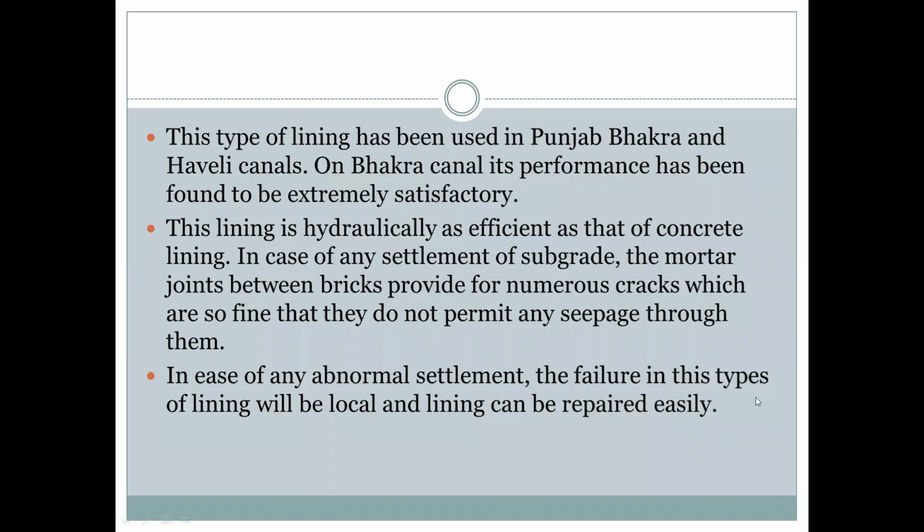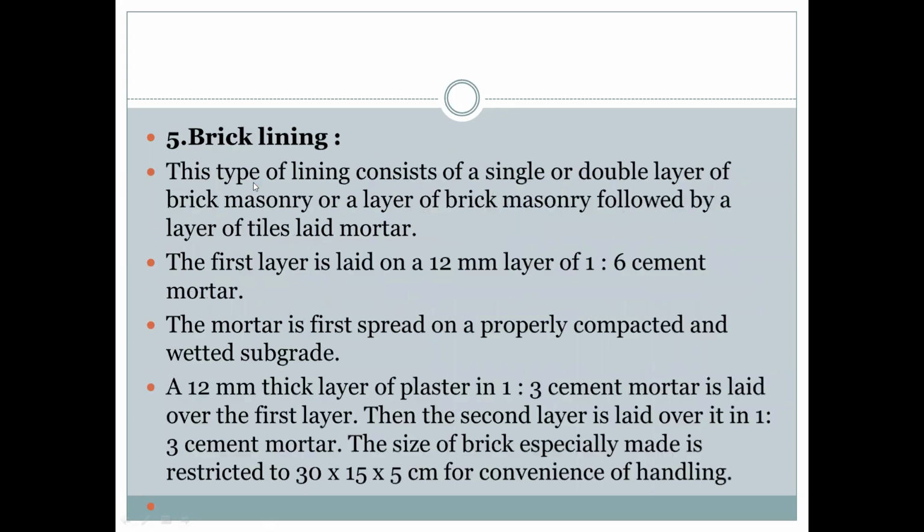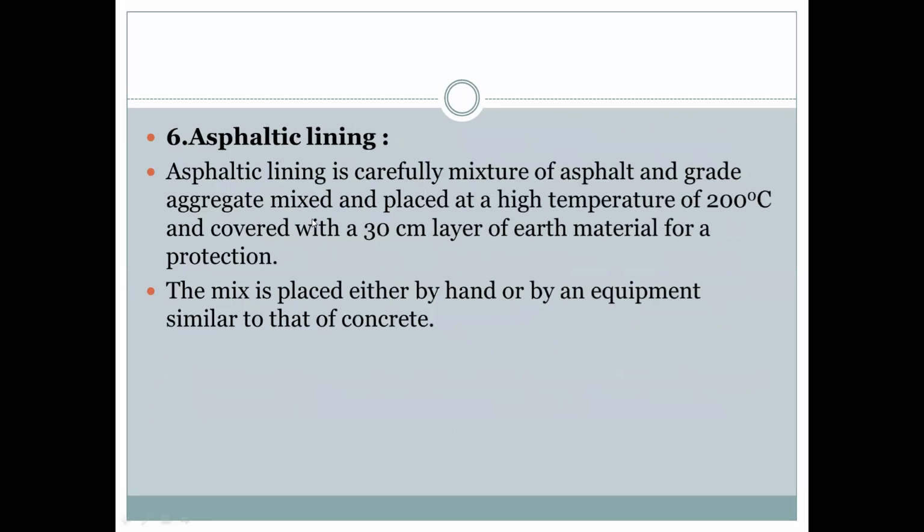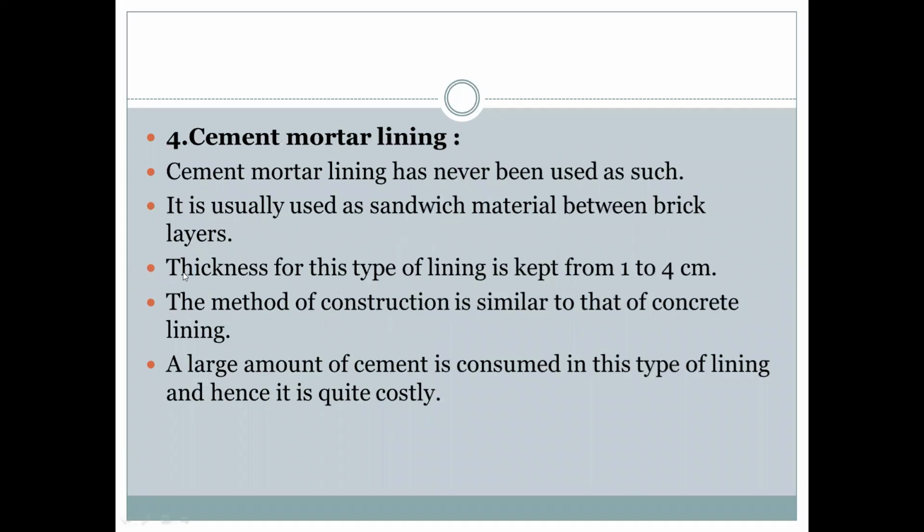If any failure or settlement occurs, it is easy to repair. The lining of the canal can be repaired easily if any failure occurs. So this is brick lining. It is more advantageous, which has similar properties as concrete lining. Similarly, brick lining and cement mortar lining.